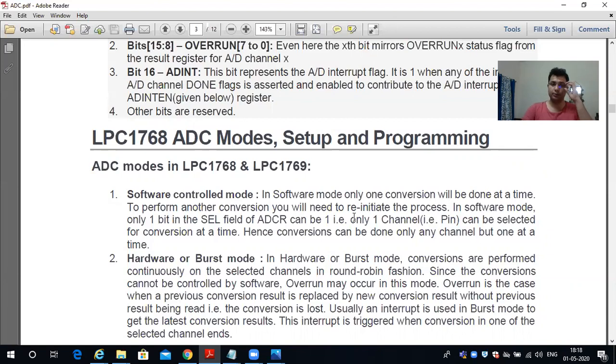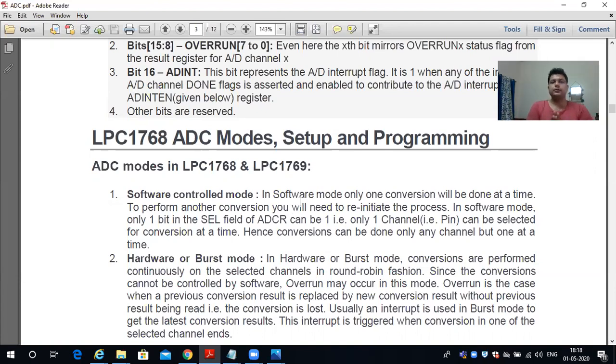How to handle the overwriting possibility? We can handle it through interrupt. So in burst mode we can make use of the interrupt. For that purpose, the analog to digital interrupt enable register is there, in which the initial 8 bits correspond to the corresponding done bit. When the done bit is 1, those are all associated, and it will trigger the interrupt, and through the interrupt handler we can handle the converted value. So that is all about the ADC module and its register structure.